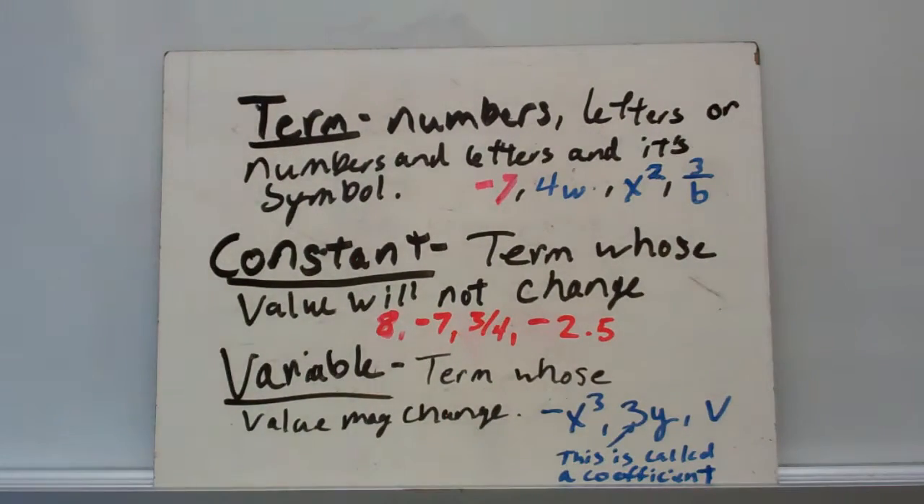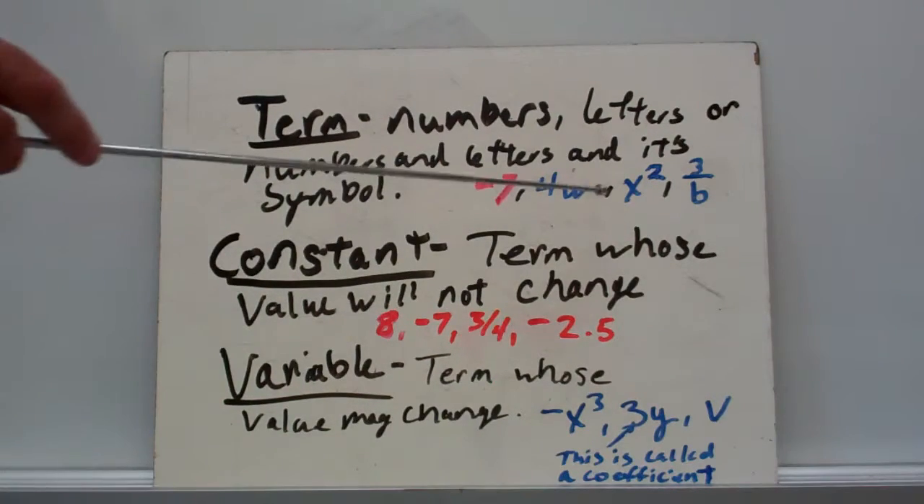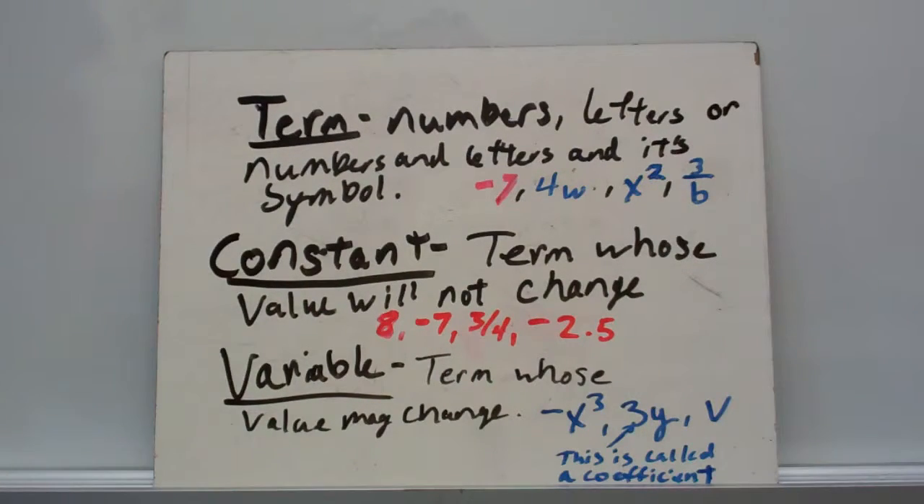And the first thing we're going to talk about is the word term. And that, in math, is going to be numbers, letters, or numbers and letters together, and its symbol. So remember that if the term is positive or negative, that positive sign or negative sign goes with it if we move it. And we have things like -7 and positive 4w and positive x squared and positive 3 over b.